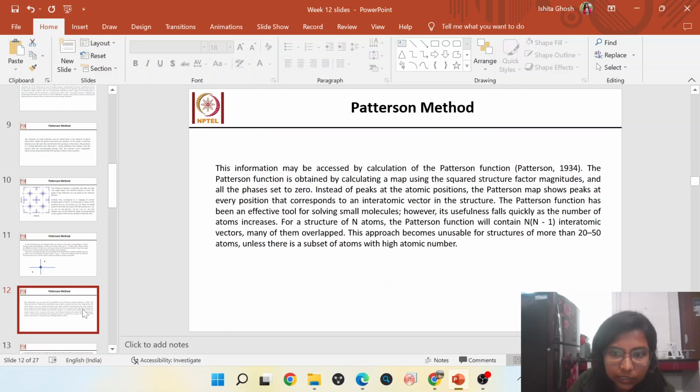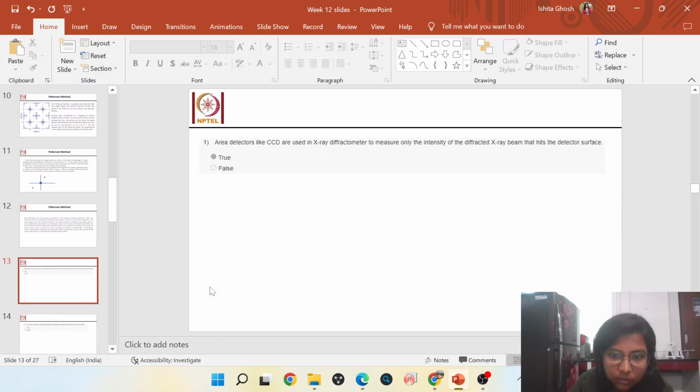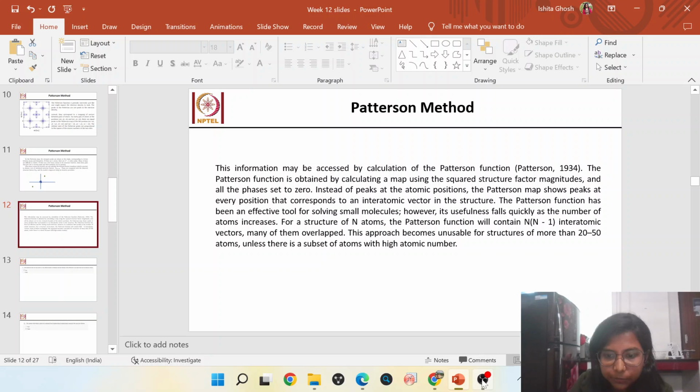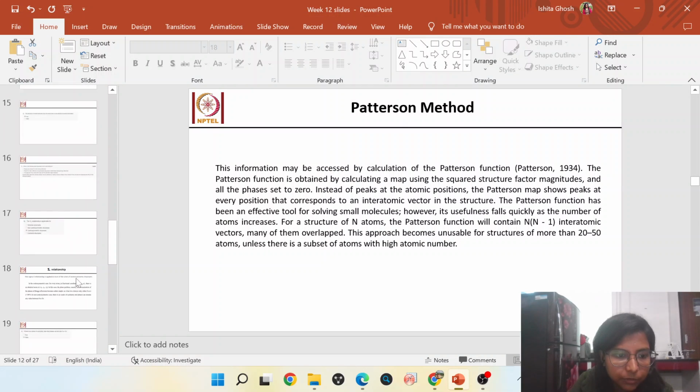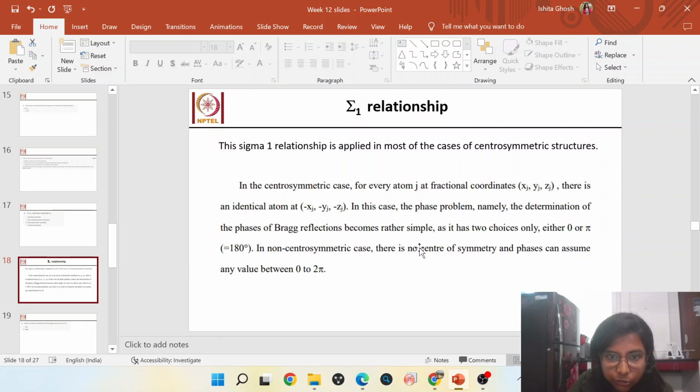However, we also have limitations of the Patterson method, and the limitation is that the approach becomes unusable for structures containing more than 20 to 30 atoms, unless of course there are high atomic number elements. So then the direct method and the Patterson method, and also the sigma 1 relationship, which is applicable for centrosymmetric structures where the phases can only be 0 or pi. However, for non-centrosymmetric cases there is no center of symmetry and phases can assume any value between 0 and 2 pi.